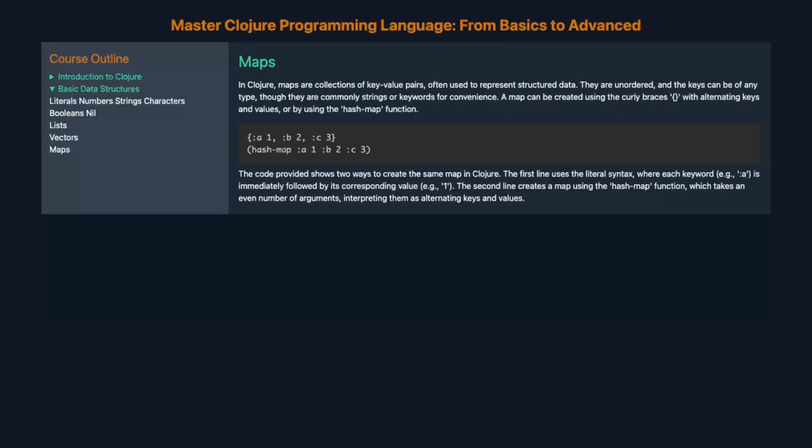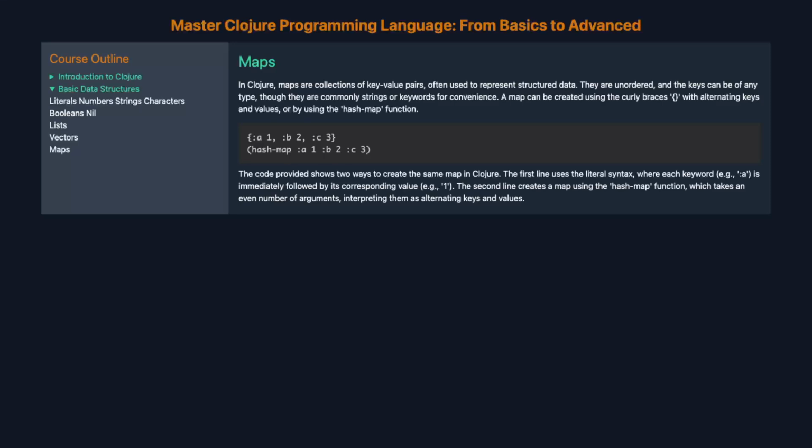Maps. In Clojure, maps are collections of key-value pairs often used to represent structured data. They are unordered, and the keys can be of any type, though they are commonly strings or keywords for convenience. A map can be created using the curly braces with alternating keys and values, or by using the hash-map function.